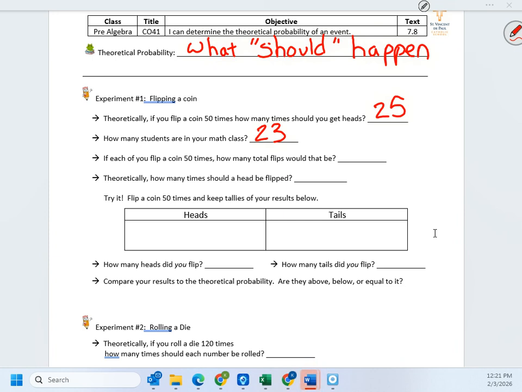If each of you flips a coin 50 times, how many total flips is that going to be? Clara? 1,150. How did you get that answer, Clara? I did 23 times 50. 23 times those 50 flips. 1,150, did you say? Yeah. So 1,150.